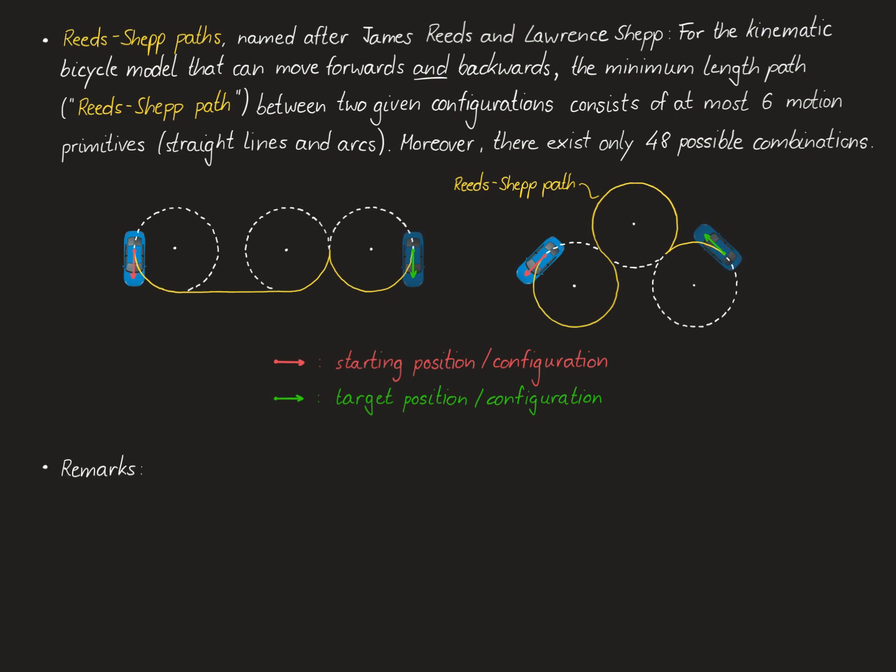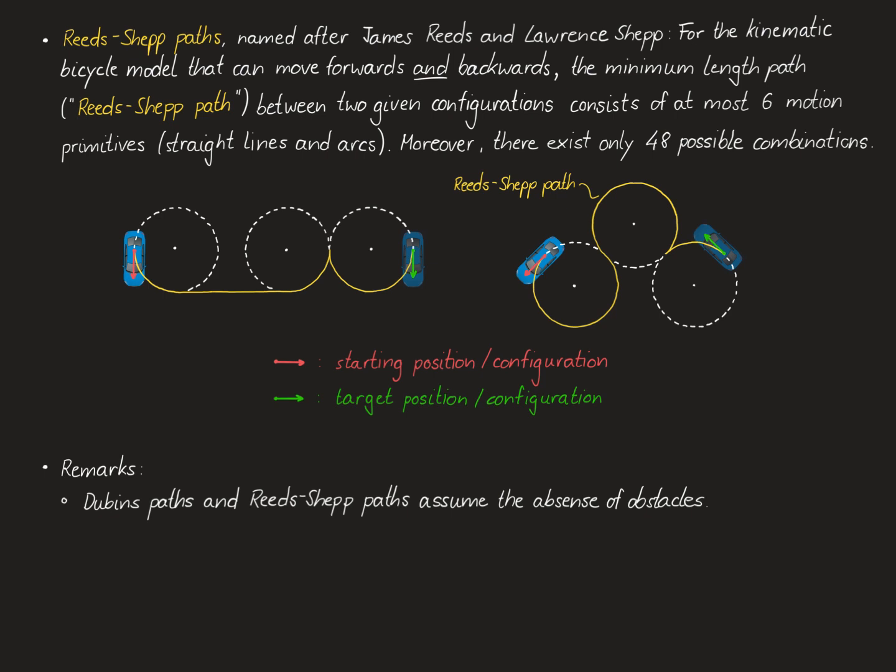Now let's add a couple of remarks for these 2 methods. First, both Dubin's paths and Reed-Shep paths assume the absence of obstacles. This means that the way these paths are constructed and their minimum length property are only valid in environments without obstacles. It does not mean we cannot construct the same type of paths consisting of straight lines and arcs as motion primitives also for planning problems with obstacles.